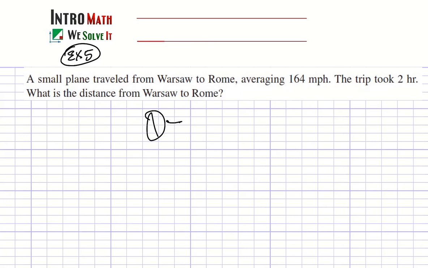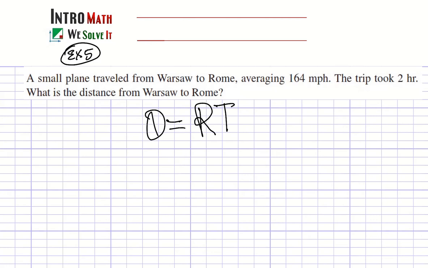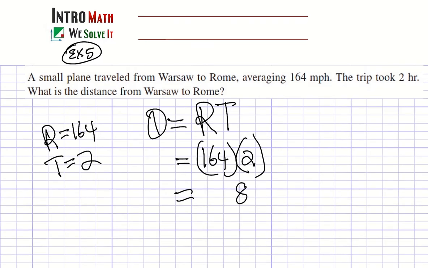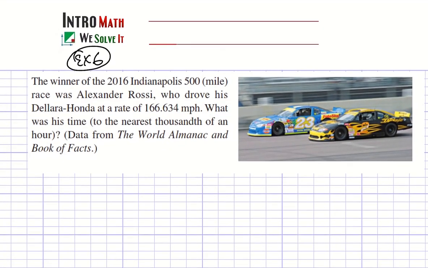So distance equals rate times time, and we're given the rate. Rate is 164. Time is 2. Okay, so we get distance equals 164 times 2. That's all. You multiply that by 2. That's 8. That's 12. That's 2, 3. So this is what you get. 328 miles. Okay, we'll move on to the next one. We'll try to knock as many of them as possible.